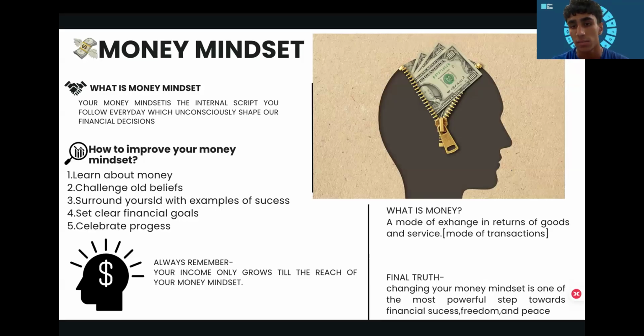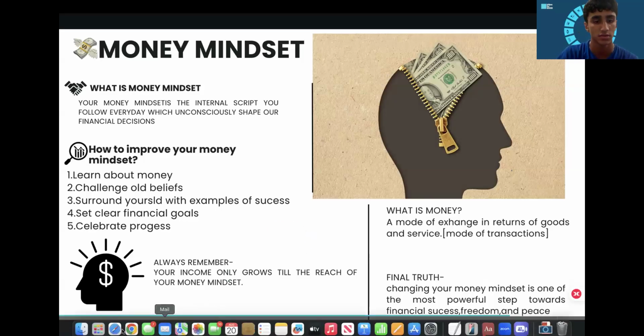What is money? Well, a mode of exchange and returns of goods and services. And the final truth, changing your money mindset is one of the most powerful steps towards financial success, freedom, and peace.